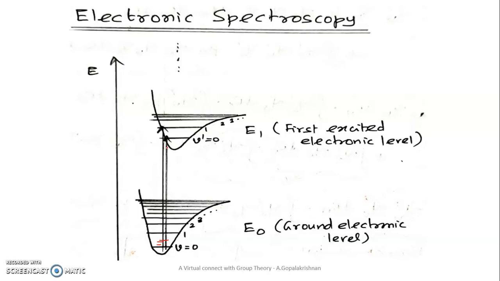Here the rotational contribution is somewhat negligible, so I am not going to consider rotational here. I am going to consider only the vibrational transition which occurs along with the electronic transition. Are you able to understand? So this is the ground electronic level, which is represented as E0, and this is the next higher electronic level, E1. Like this we have a number of electronic levels. Are you able to follow?